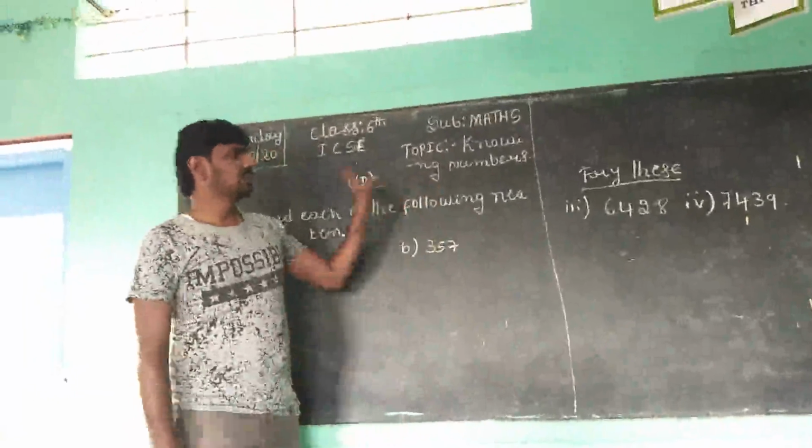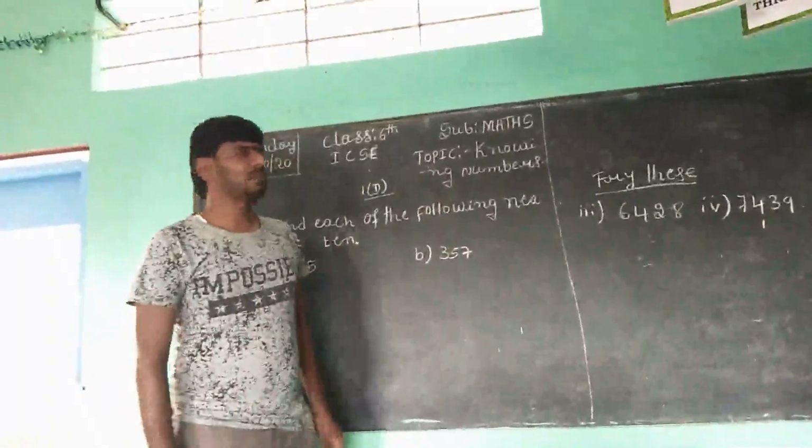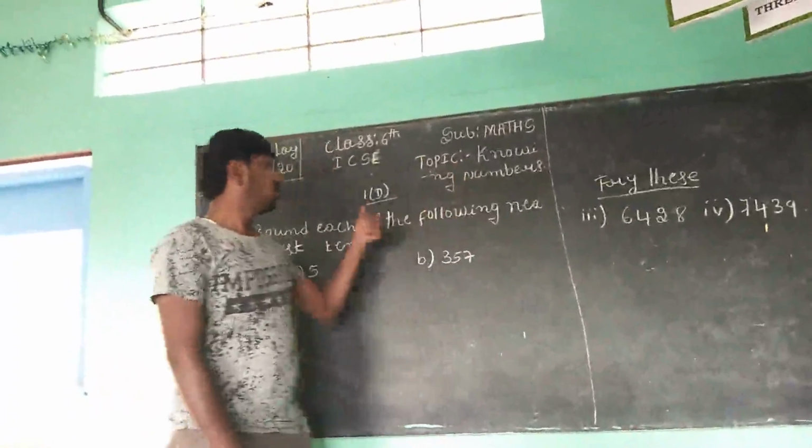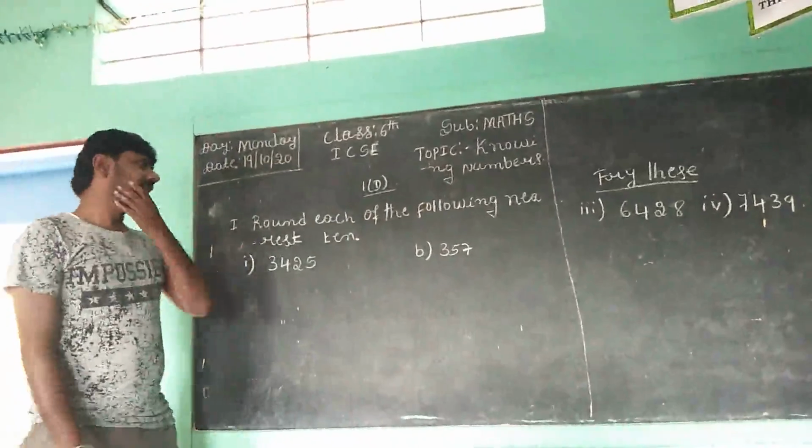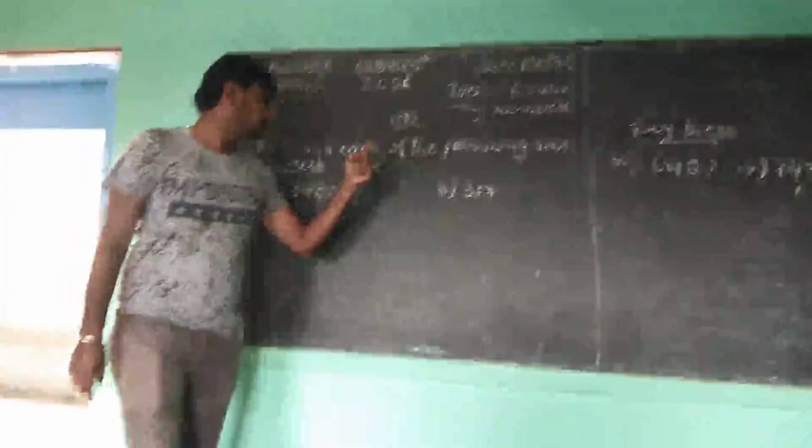In the previous class we did exercise 1C. Now we will continue with exercise 1D, knowing numbers. See children, it is a very easy exercise. Round each of the following to the nearest 10.